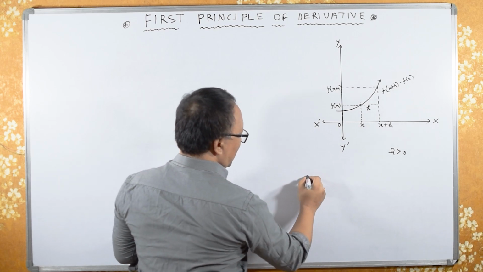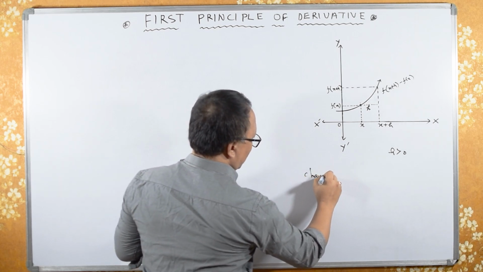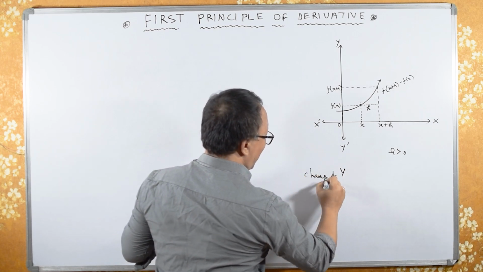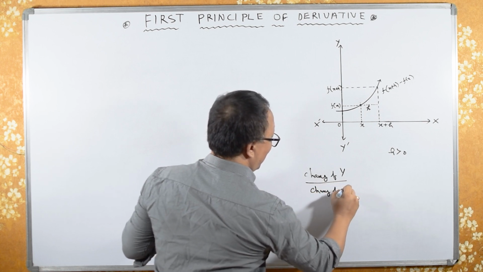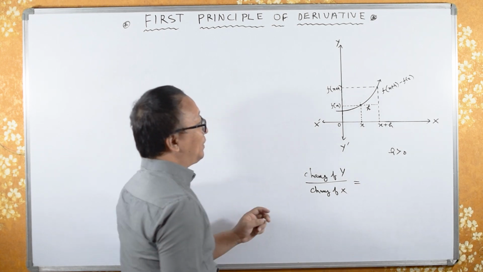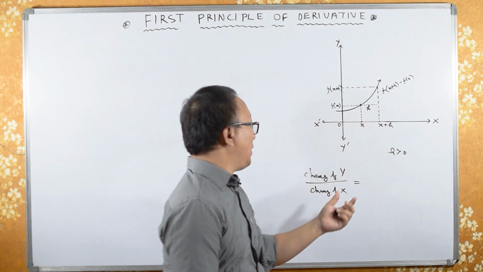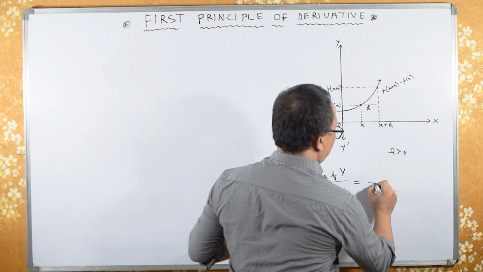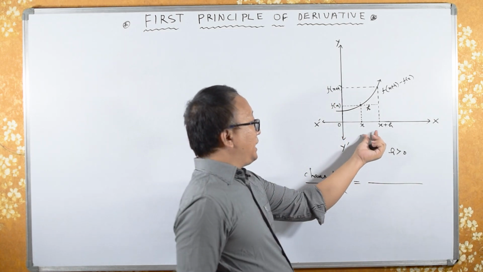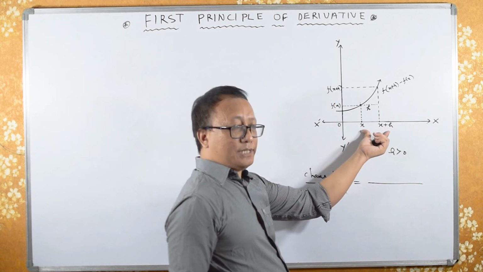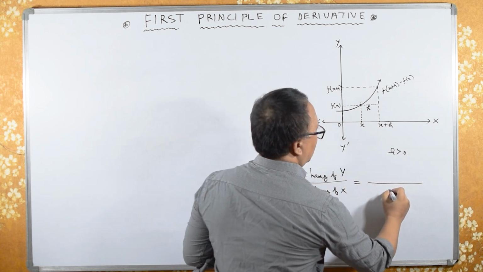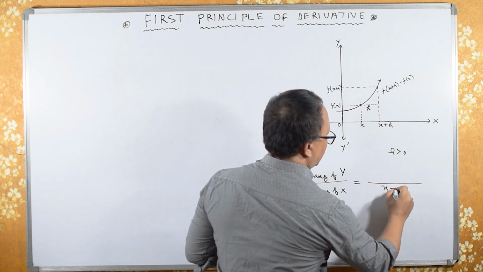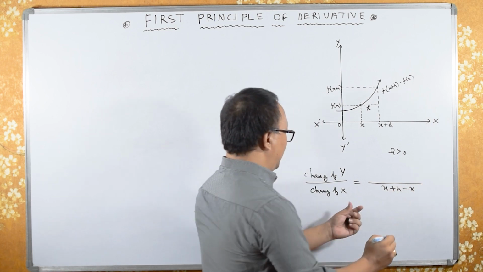Now slope is, for the difference, this: you can say change of y upon change of x. What is change of x? It is x plus h minus x. Here you can say x plus h minus x, I will get change of x.